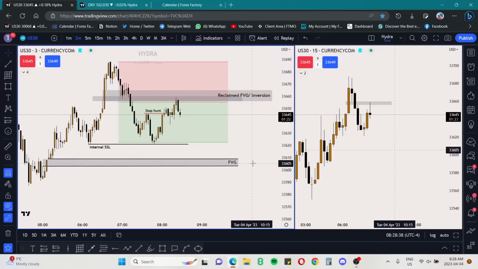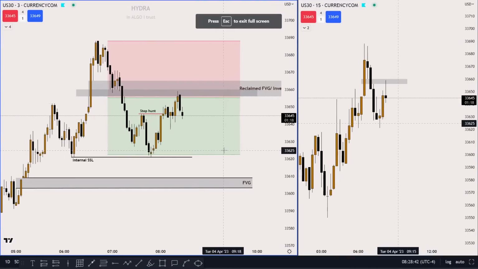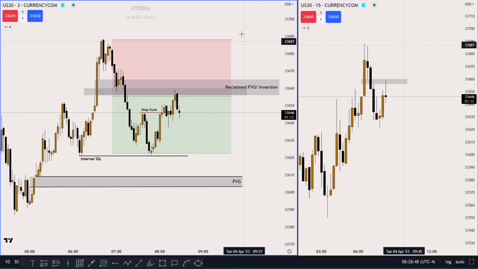That's the problem, when dollar and indices are moving together, they like to manipulate. It doesn't give you a clean analysis. And when it does that, avoid dollar. Okay. How do I feel about US 100?